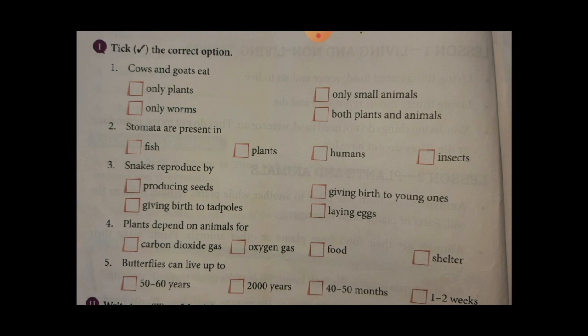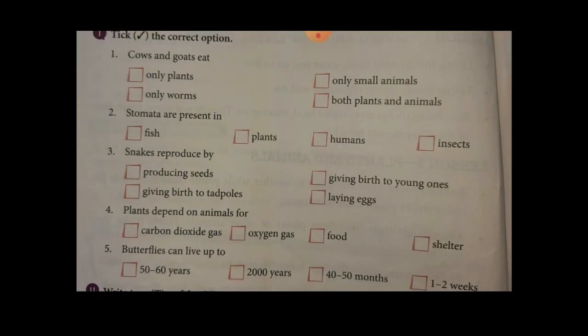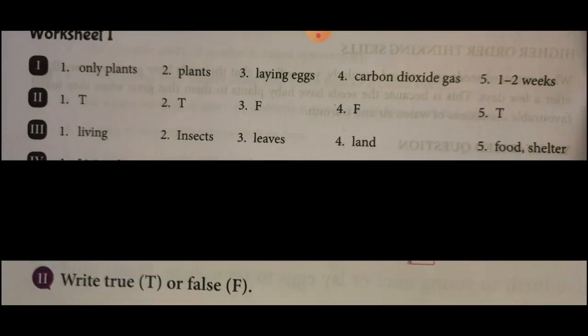Fifth and the last one in this category, butterflies can live up to 50 to 60 years, 2000 years, 40 to 50 a month, 1 to 2 weeks. The answer is 1 to 2 weeks. Okay, these 5 questions answers we have marked, I think. Then we can move to the next part.